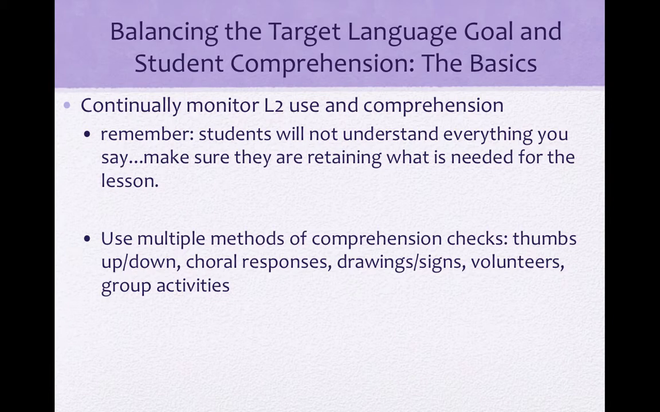So make sure they're retaining what they need for the lesson by using multiple methods of comprehension. So you're using images, visuals, movements. You can ask them for thumbs up, thumbs down, choral responses, drawings or signs, asking for volunteers or group activities. That's a really wonderful thing for students who are a little bit older, because that allows them to get comfortable with what they're doing before they have to present it in front of the class.